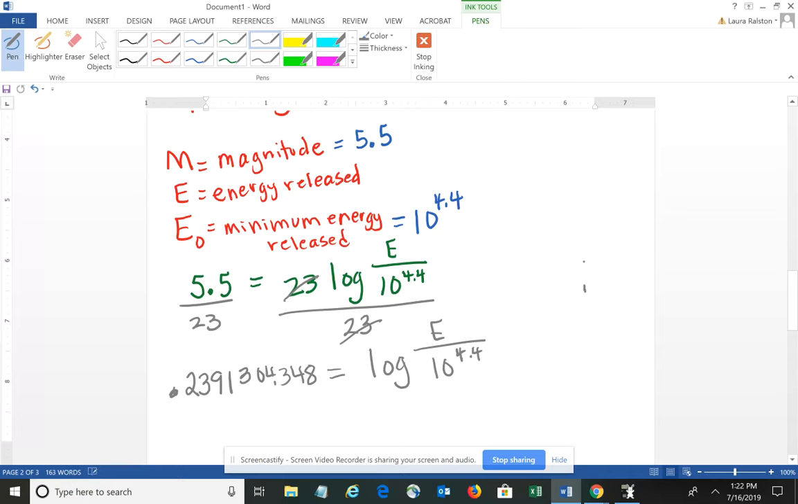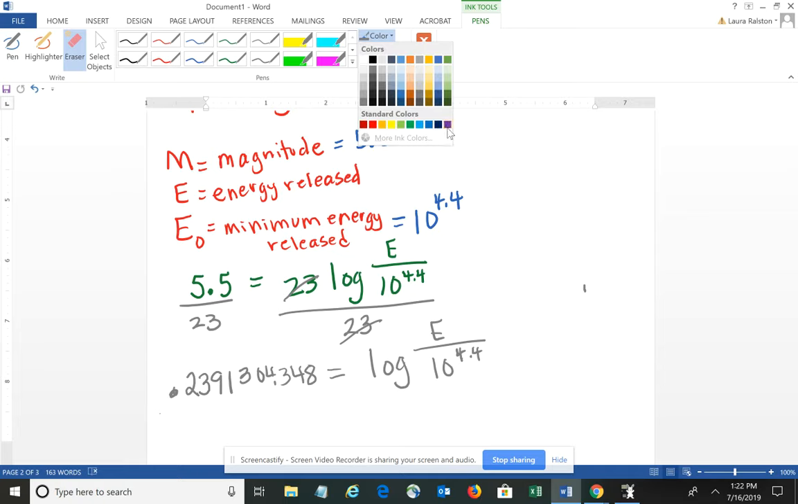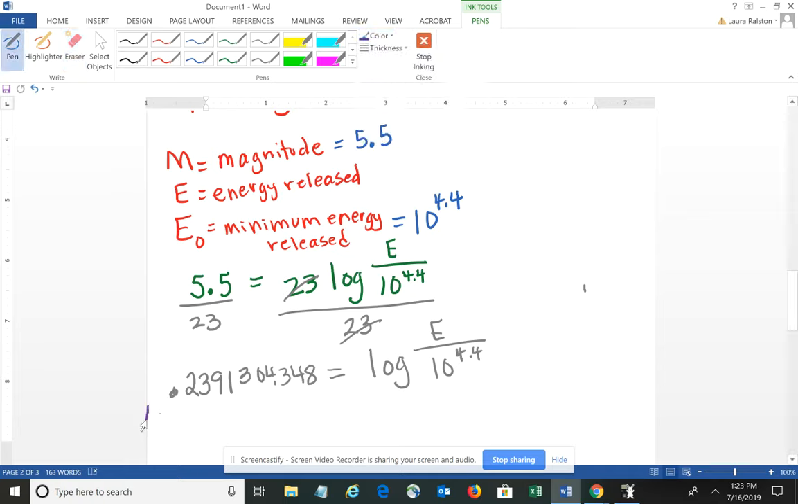Then I need to eliminate or get rid of the logarithm. It is a log with an understood base of 10, so I'm going to have to raise each side to the 10th. So I'm going to do 10 raised to the 2.391, and so forth. Let me get a different color here so you can hopefully see the difference. So we're going to do 10 raised to the 0.2391304348 equals 10 raised to the log of e to the 10.4.